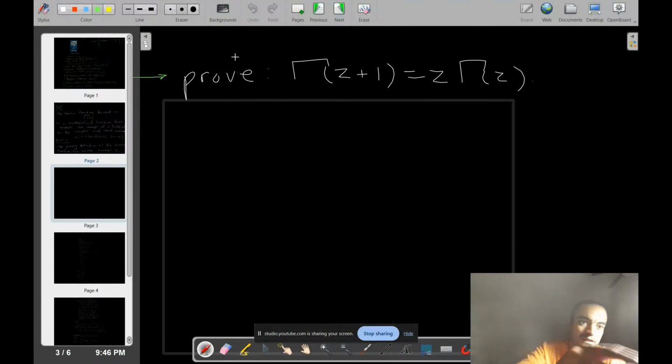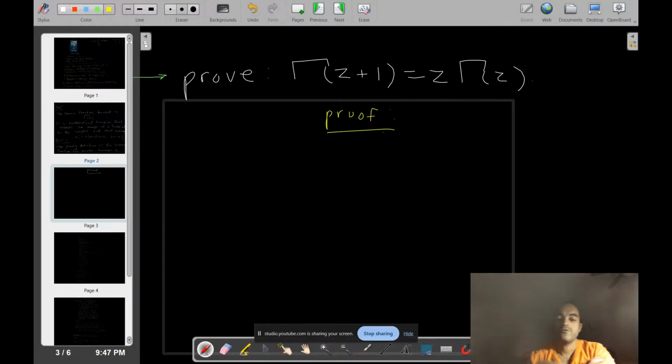So the way to prove this, right? So I'm going to talk about proving this. Okay, so let's prove the following. So prove, I'm going to say the proof here. Proofs, for those of you who don't know or do know, act like trigonometric identities.